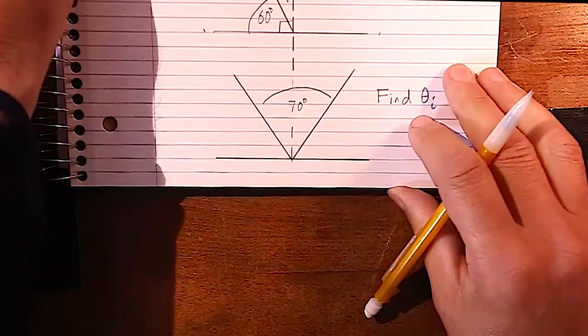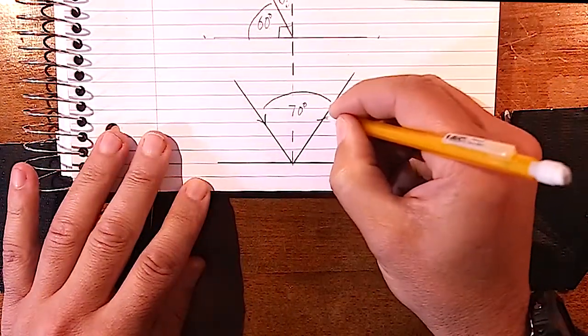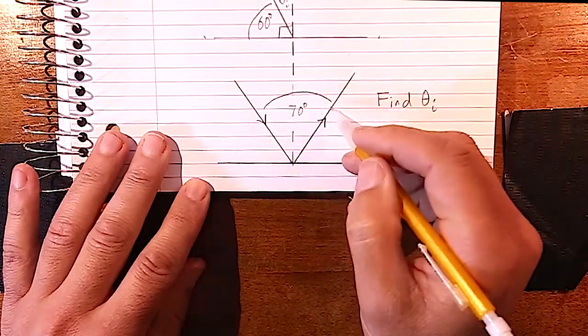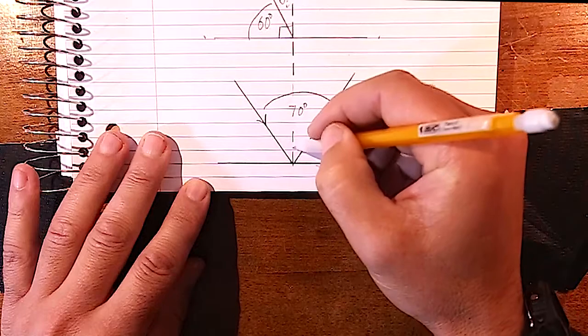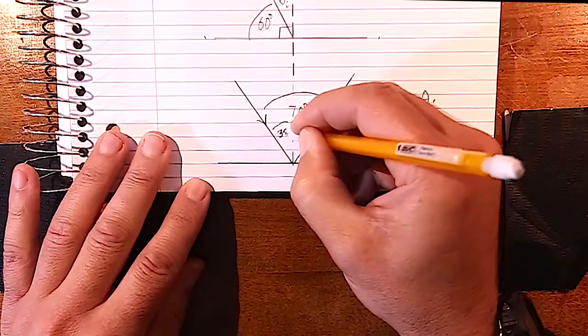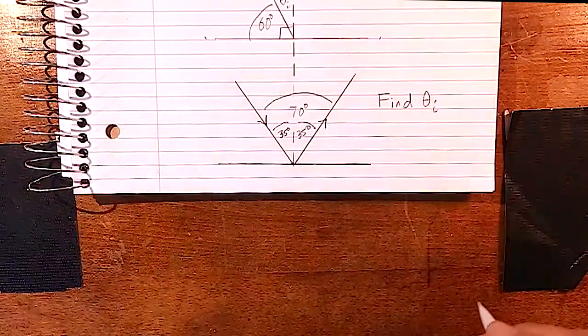What's another way that they can make this question tricky? They could give you the two rays, the incident and reflected ray, and give you the angle between the rays. So if the angle between the rays is 70, we know that the angle of incidence is 35 degrees and the angle of reflection is 35 degrees.